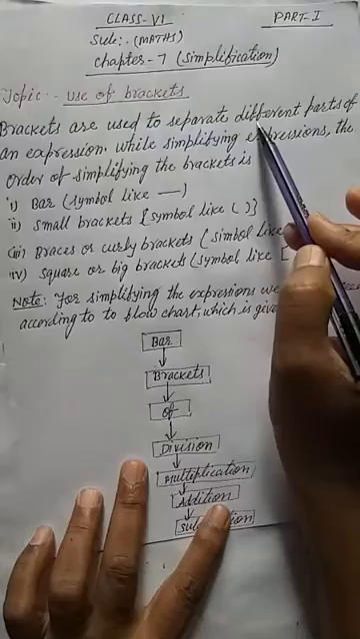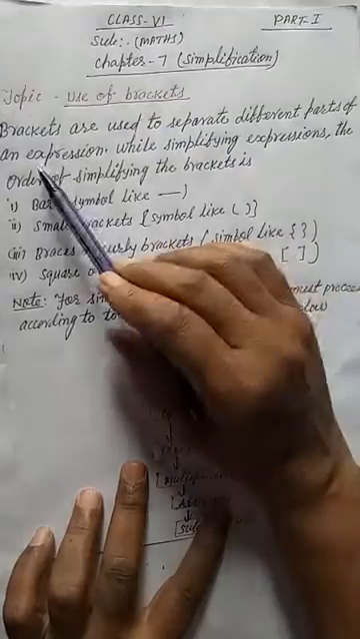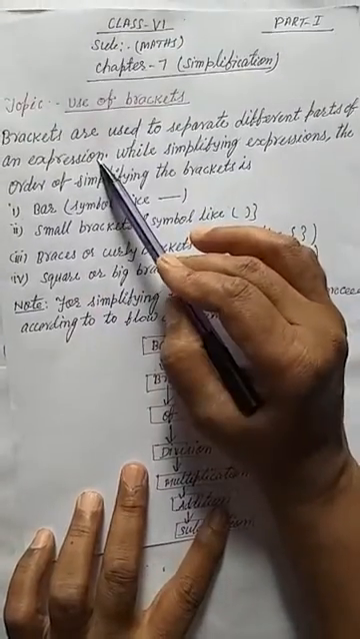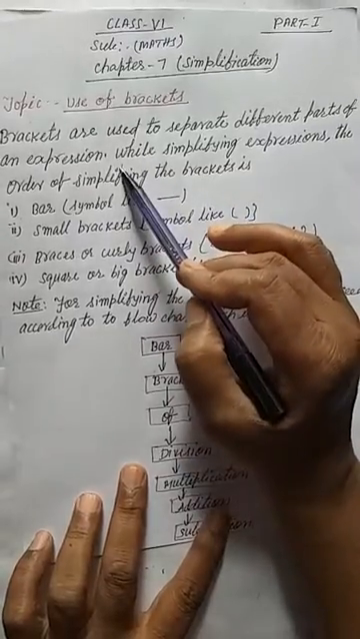Brackets are used to separate different parts of an expression. When an expression is given, at that time we have to use brackets.